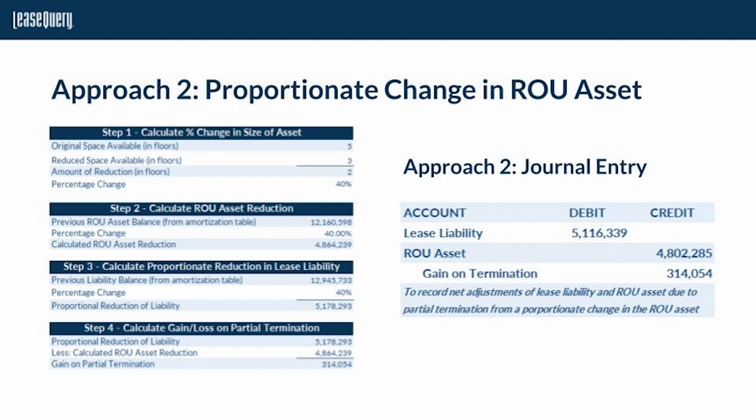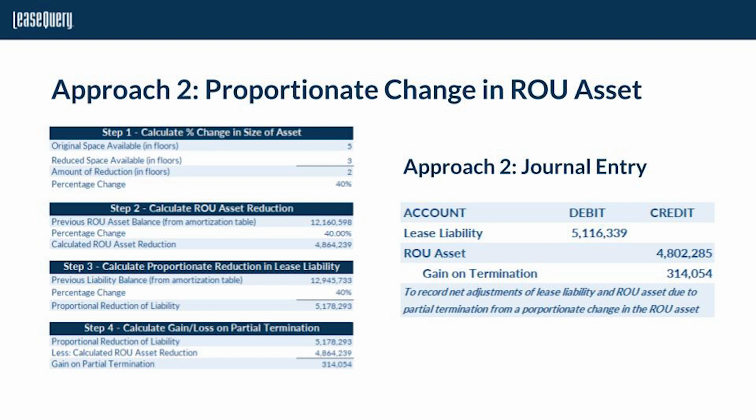Then in step 4, we compare that proportionate reduction of the lease liability, the 5,178,000, to the calculated right of use asset reduction amount, which is that 4,864. You can see that here. And the difference between those two is, again, a gain on partial termination. So that's the 314,054. So we've calculated all of those amounts, and we can now book the journal entry.